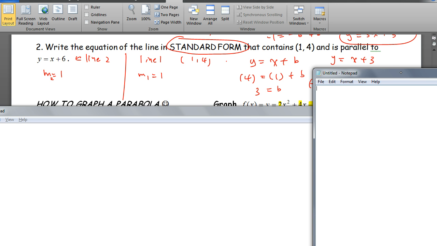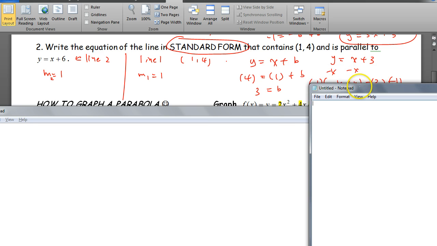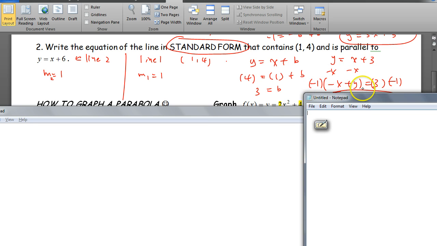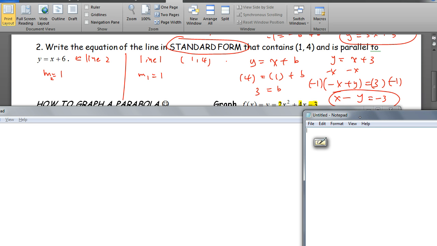What does a standard form look like? Ax plus by equals some number, right? Remember, x and y have to be on one side. It has to equal some number. So right now it's in slope-intercept form. So how do I change this to standard form? You subtract x from both sides. When you do, I get -x plus y equals 3. Normally, we don't want the first coefficient to be negative, so that's easy to fix. Multiply both sides by -1, and you get simply x minus y equals -3.